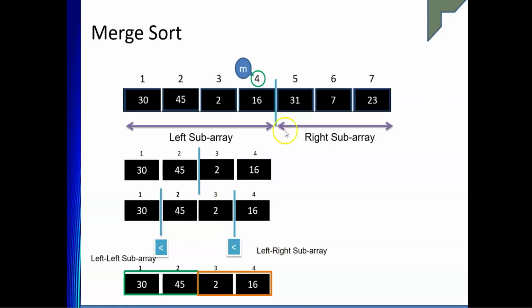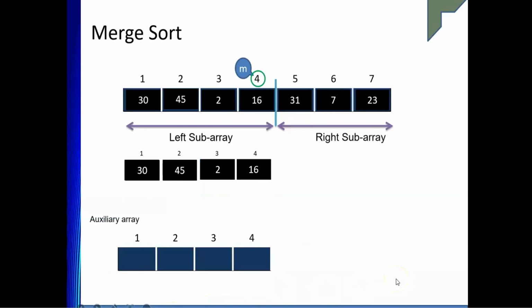Here again, 1 is left, 7 is right. 1 plus 7 is 8, 8 divided by 2 is 4. So this is my left side, and this is my right. Now I take the left side. 1 plus 4 is 5, 5 divided by 2 is 2. So I get these 2 elements. Again I further divide this. 1 plus 1 divided by 2 is 1. So 1 and 1. So I have this sub array, and here I have this particular sub array. I have this 30, then this 45 as the left sub array, then you have 2 and 16.